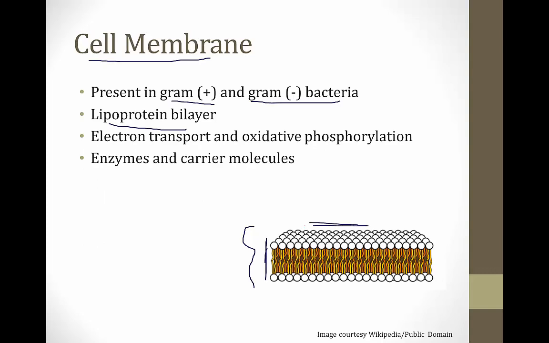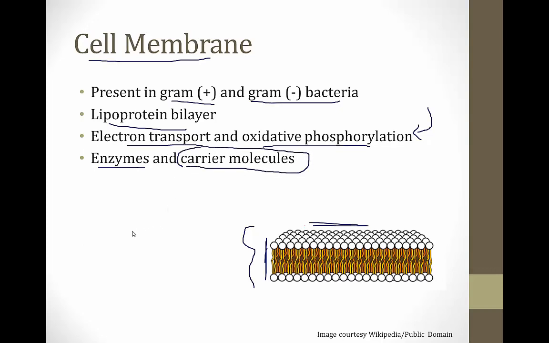So what does the cell membrane do for the bacteria? Well, first of all, it provides some structural support, but it's very important that you know that electron transport and oxidative phosphorylation occur in the cell membrane. These are the biochemical processes that generate ATP. And you may know that in human cells and eukaryotic cells, this is done in the mitochondria, but bacteria don't have mitochondria, and they conduct these things in the cell membrane to generate the ATP they need to survive. There are also some enzymes found in the cell membrane, and also carrier molecules that bring important substances into and out of the cell.